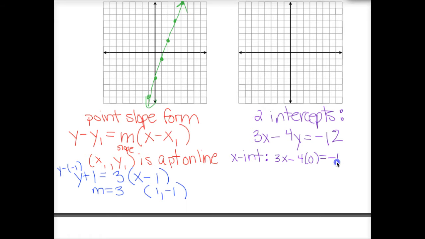And again, it doesn't matter if it's not set up like this. Put 0 where the y was and solve for x. So this drops out, and I've got 3x equals negative 12. So that means that my x-intercept is at negative 4. Now, very important, because there are going to be lots of points where it asks you in lessons, on quizzes and tests, to list the x-intercept. Right here, that's not listing an x-intercept.